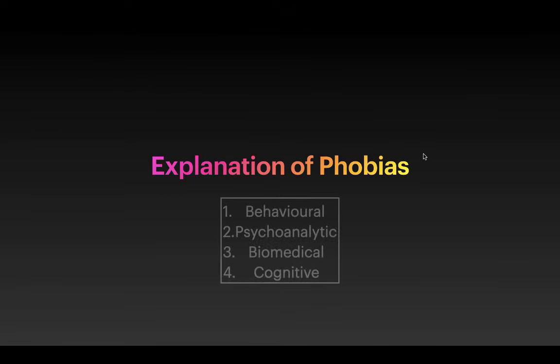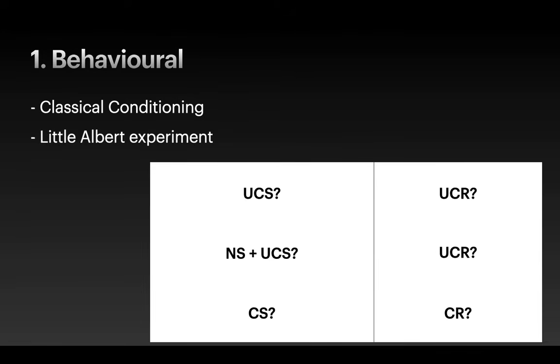Okay, so let's look at the explanation. We looked at the symptoms, right? What are the symptoms and the different types of phobias that people experience. Now, how can we explain phobias, right? So there's behavioral, psychoanalytic, biomedical, and cognitive. Okay, behavioral. We're going to talk about classical conditioning, possibly one of the most famous experiments to do with classical conditioning, right? It's the Little Albert experiment, right? Now, I'm not going to go in-depth about the Little Albert experiment.